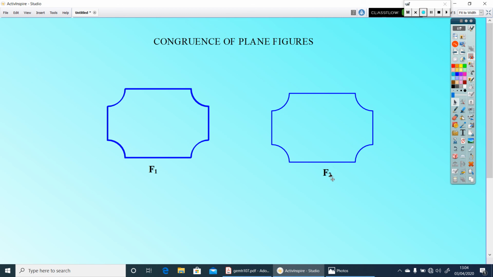This we can write by using a symbol. This is the symbol used for representing congruent figures. So here, f1 is congruent to f2. This we can write as f1 congruent to f2.